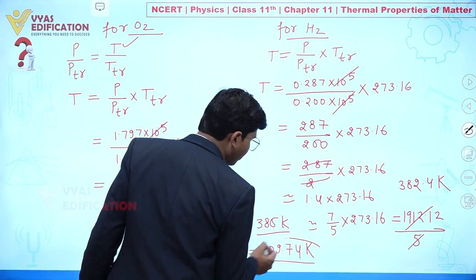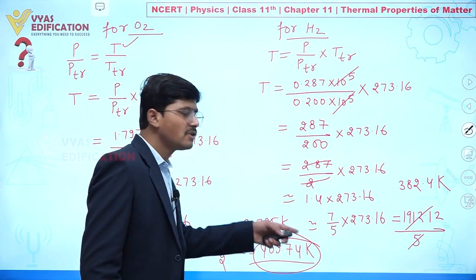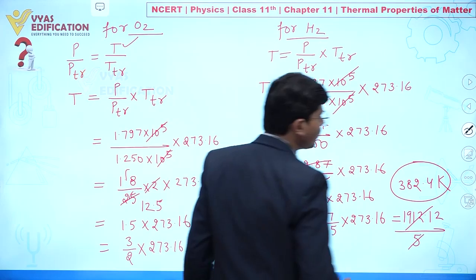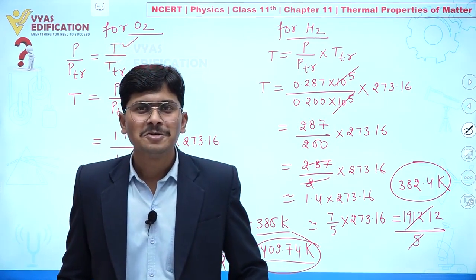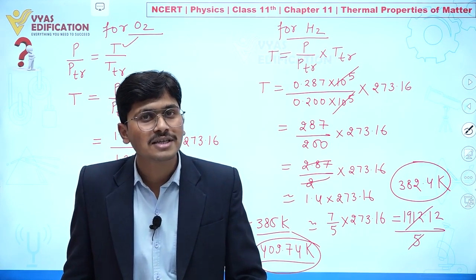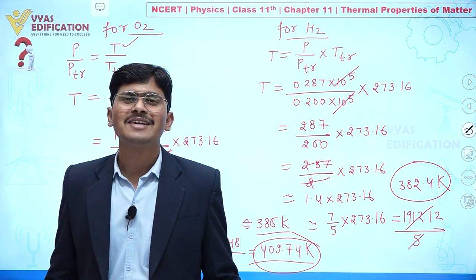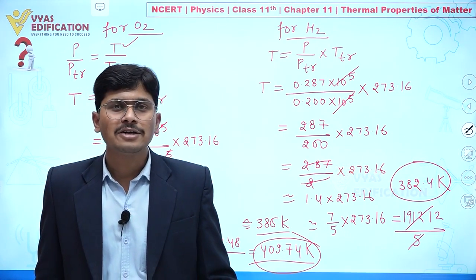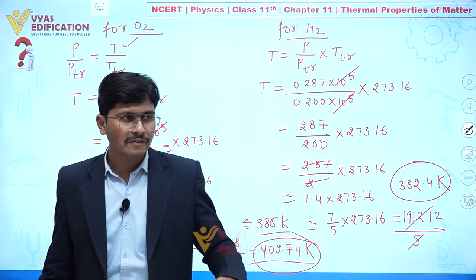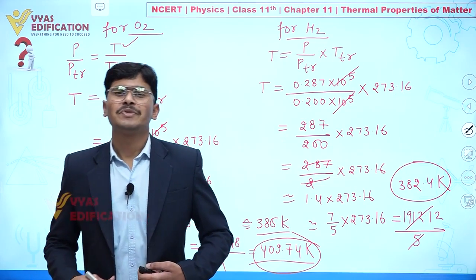Here you are getting an approximate value because you take approximation, otherwise it will be near about 385 Kelvin, clear, and this is 382.4 Kelvin. Why are you getting this difference? Because we assumed hydrogen and oxygen as an ideal gas for this question, but actually they are not an ideal gas, clear. It means they are showing some deviated behavior from an ideal gas, clear. So this is all about this question.